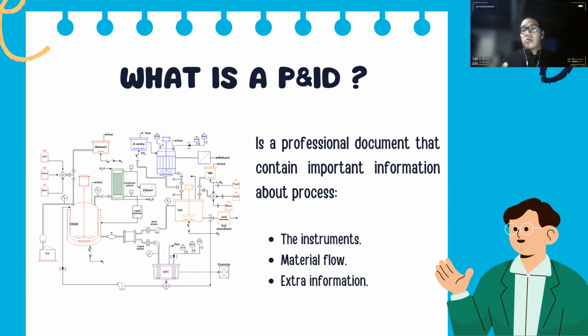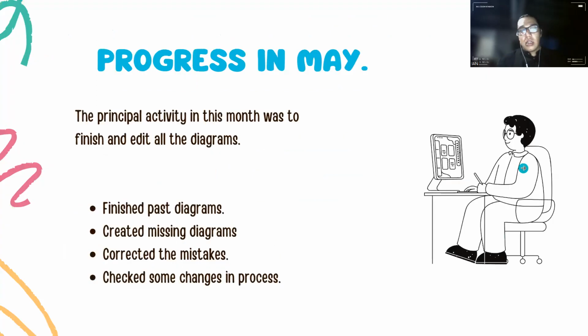In the last months, my teammates and I created almost all the diagrams for the plant. So the progress in May: we were working to create all the diagrams for the plant. In this month, we checked and fixed all the mistakes in the previous diagrams because in the plant there were many changes in some processes. For example, the addition of new mass meters in the area of resins.